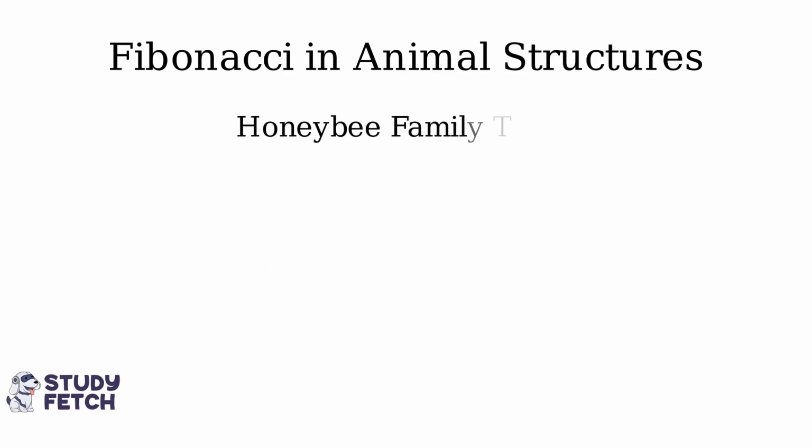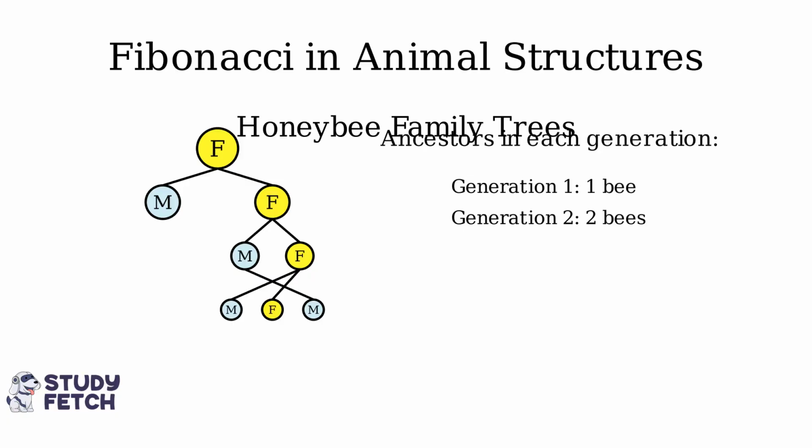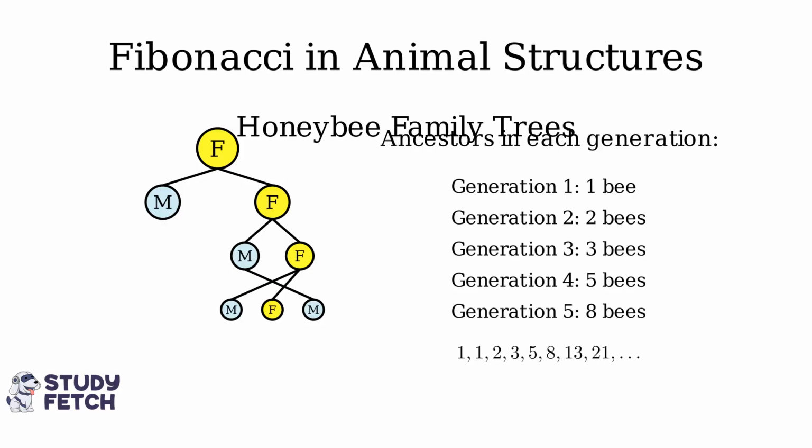Honeybees' family trees follow the Fibonacci sequence in a fascinating way. A male bee has only one parent, a female, while a female bee has 2 parents, one male and one female. This creates a Fibonacci pattern in ancestry counting. Going back generations, we get 1, 2, 3, 5, 8, and so on, following the Fibonacci sequence perfectly.